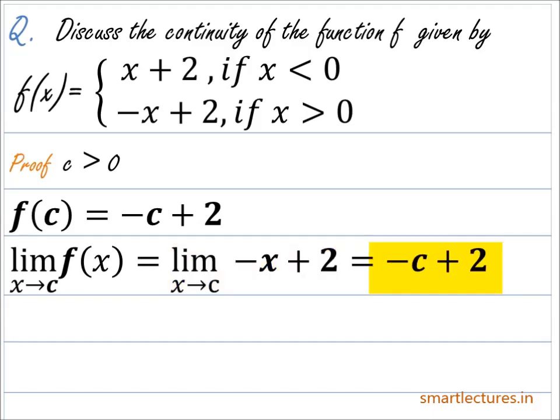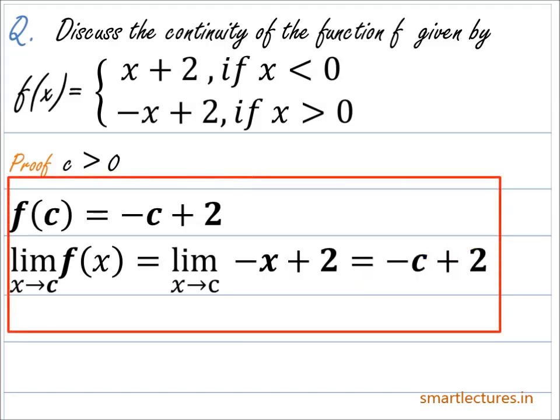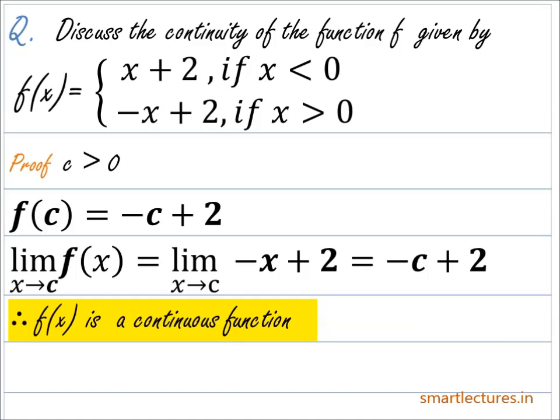And here again the limit of this function at the point C is equal to the value of the function at the point C. So that means the function f of x is a continuous function for all values of x which are greater than 0. So now this function is a continuous function for all values of x less than 0 and for all values of x greater than 0, or you can say this function is a continuous function in its entire domain.